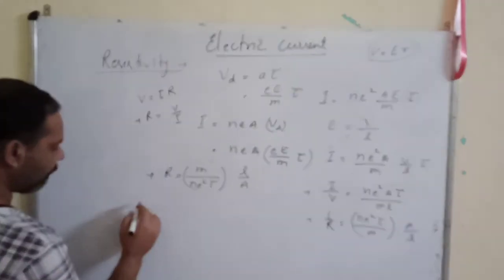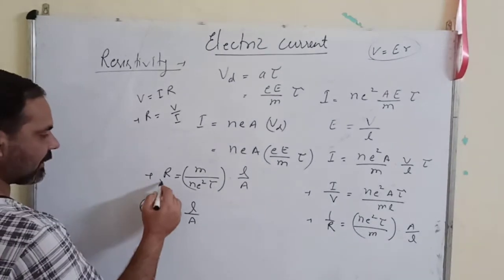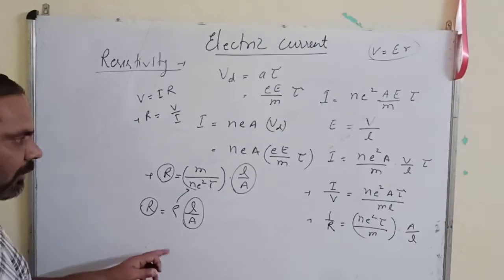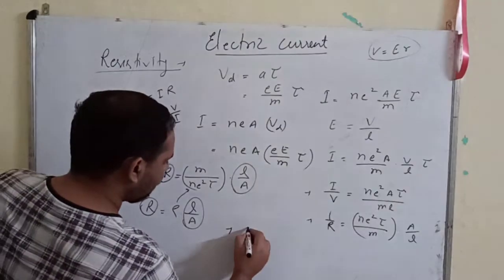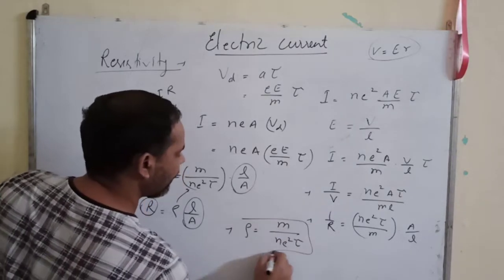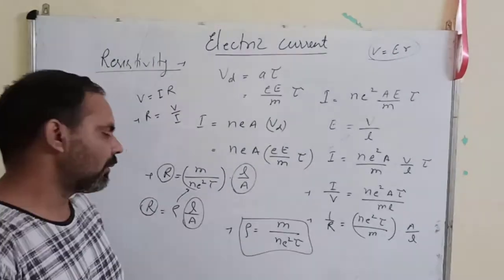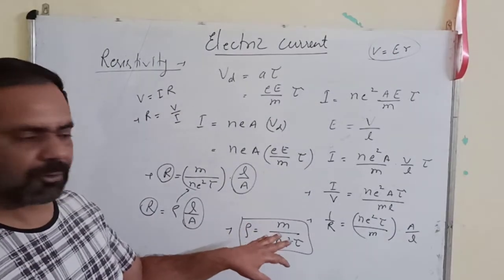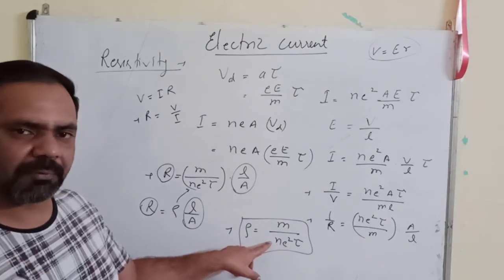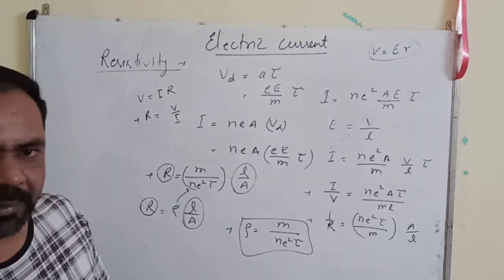Now we had the formula R equals rho L upon A. So R is here, L upon A is here, which means this term should be equal to rho. This means that rho is equal to M upon N E square tau. This is the expression for the resistivity of a conductor, where M is the mass of the electron, N is the number of free electrons per unit volume, E is the charge of the electron, and tau is the relaxation time period.